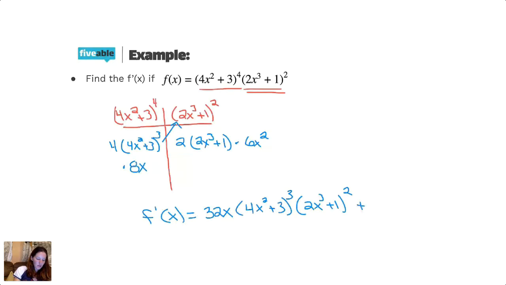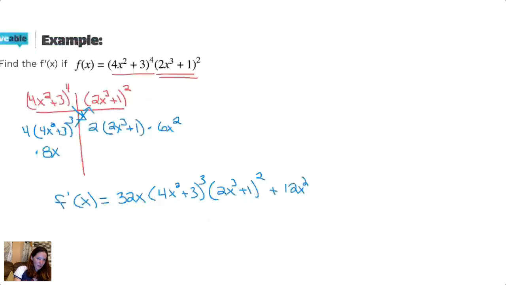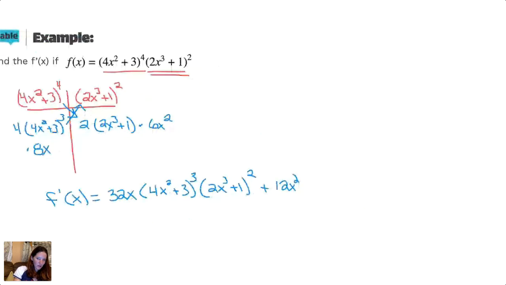And plus, I'm going to do our cross. I got 12x squared, see what I did there. And then I have 4x squared plus 3 to the fourth and 2x cubed plus 1. So there we go. There is our derivative of this product with the chain.